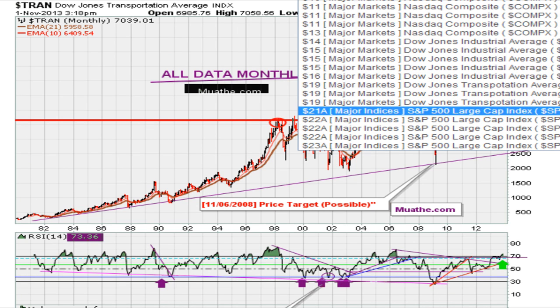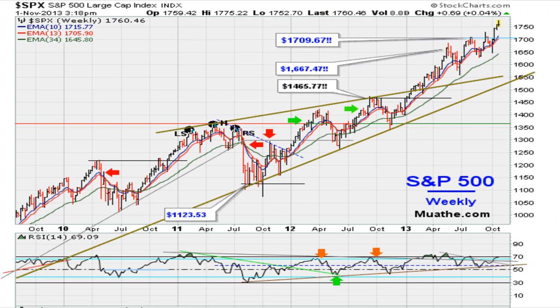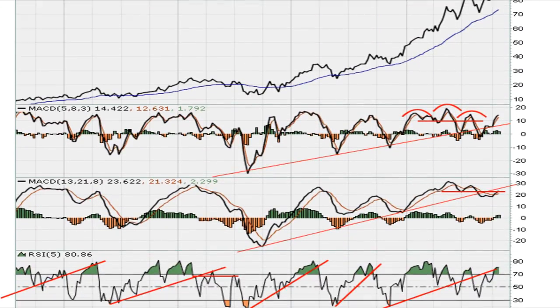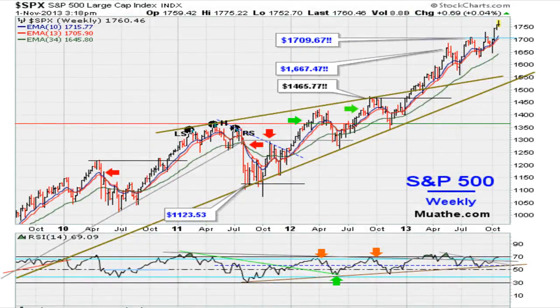S&P 500 weekly. After breaking out above 1709, we've had almost 3 straight weeks of positive closes. That's a very strong market for you. And there's really nothing you can say that is negative on the weekly. Momentum continues to be on the upside.